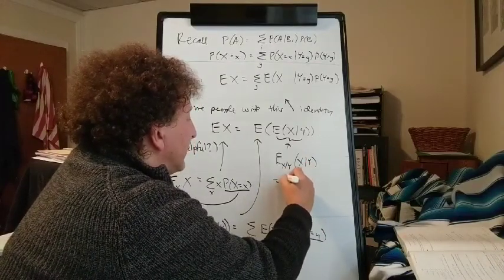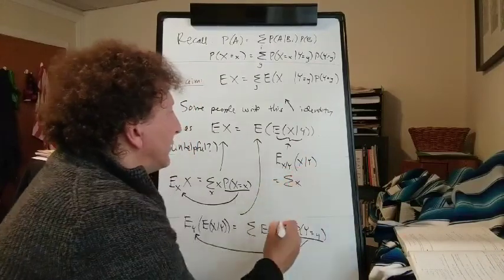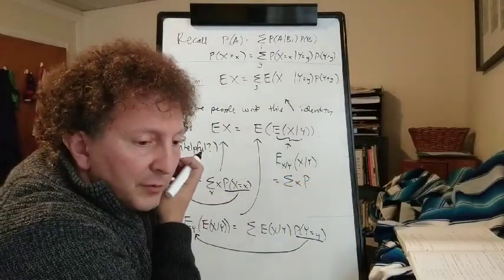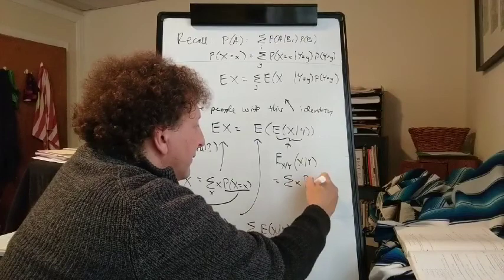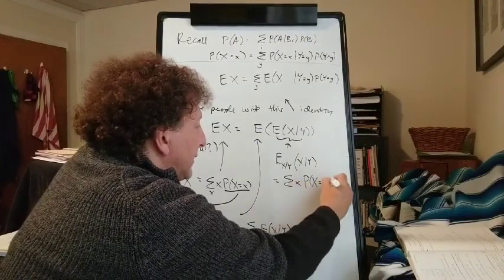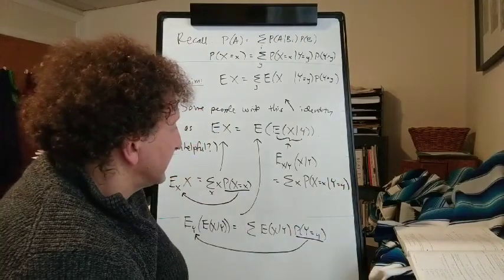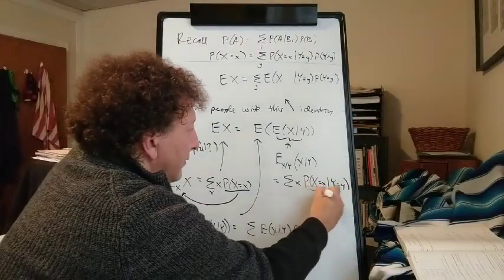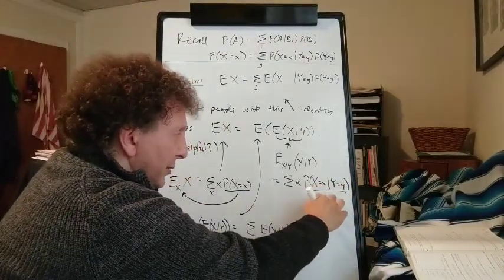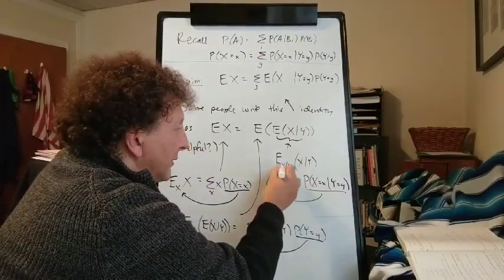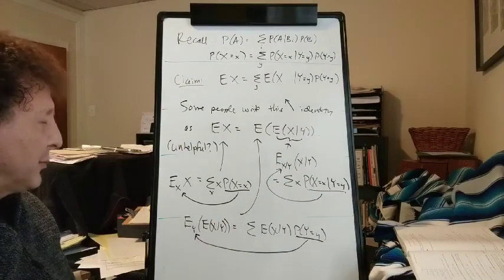And that is a sum of values of x times the probability that x equals little x given capital Y equals little y. So the fact that this is a conditional probability that we're multiplying x by is why I put x given y as a subscript in the expectation.